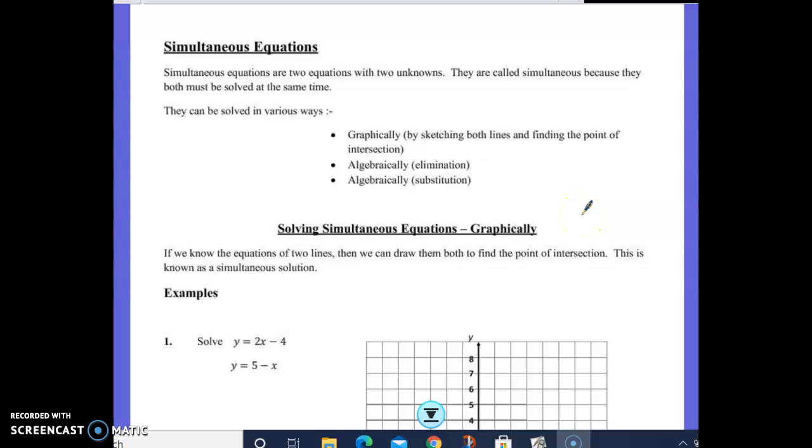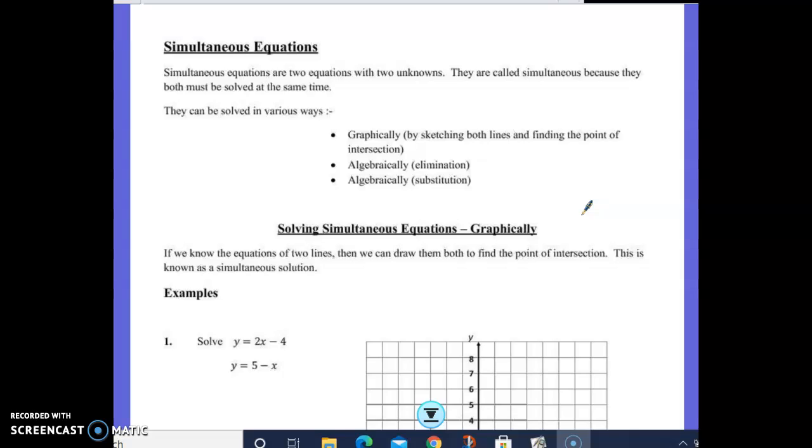Today we're going to have a look at simultaneous equations. Simultaneous equations are where we have two equations and two unknowns, usually an x and a y, but it can be any letters at all. They're called simultaneous equations because they need to be solved at the same time, i.e. simultaneously.